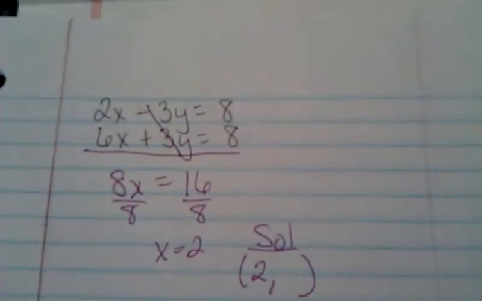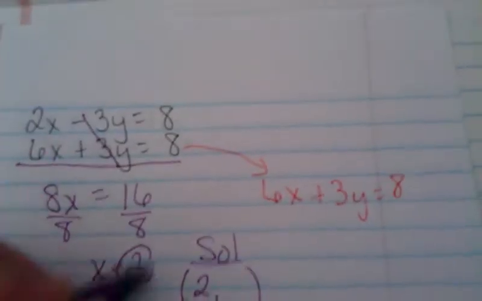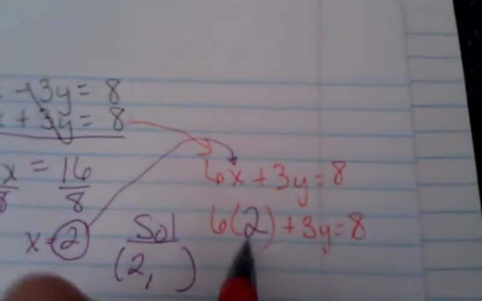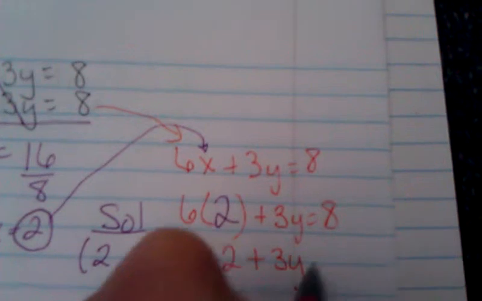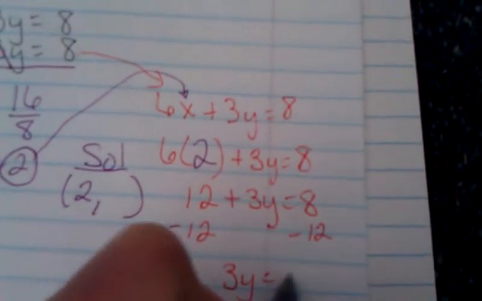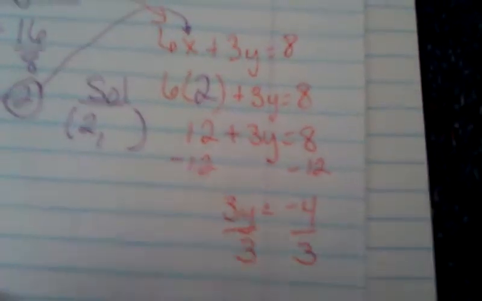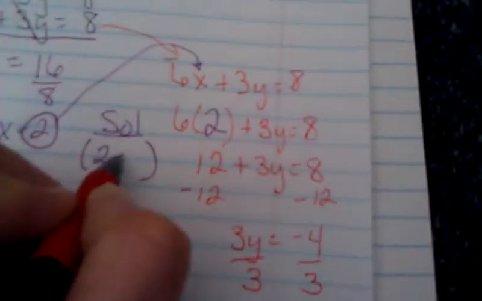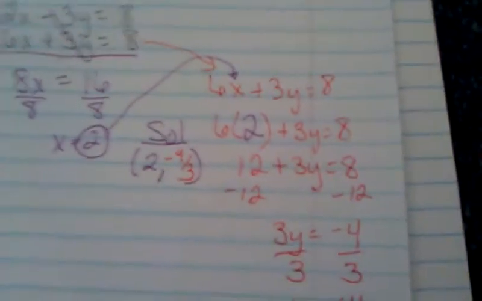So my solution, I have x to be 2, and I need to find y. I'm going to choose either one of these two equations. I'm going to choose this bottom one, again because I like all the positives, but it doesn't matter which one you choose. This will be the tricky part when you put this in for x. This says 6 times x. 6 times, we found x to be 2, plus 3y equals 8. 6 times 2 is 12 plus 3y equals 8. I'm going to subtract 12 from each side. 3y equals -4. Divide by 3. Now this one gives me a fraction of an answer, but that's okay. We're going to leave it as -4/3. So there's my solution, 2 and negative 4/3.